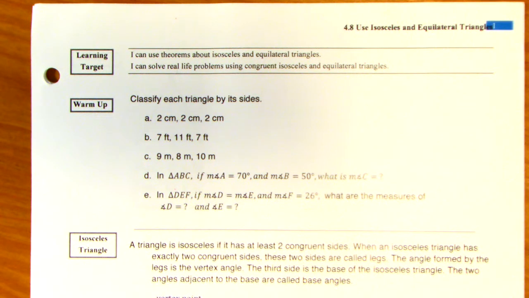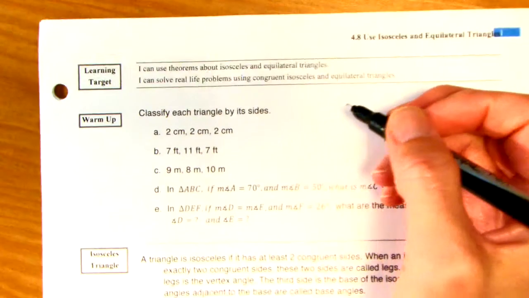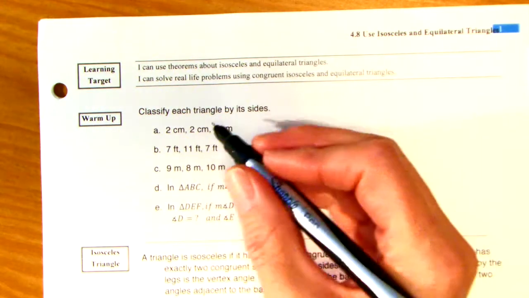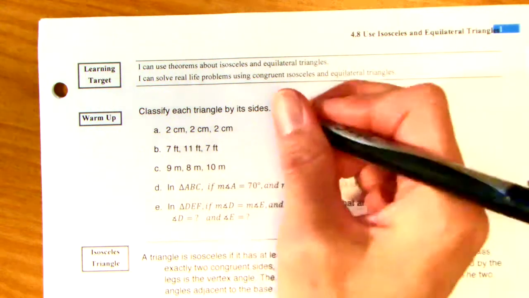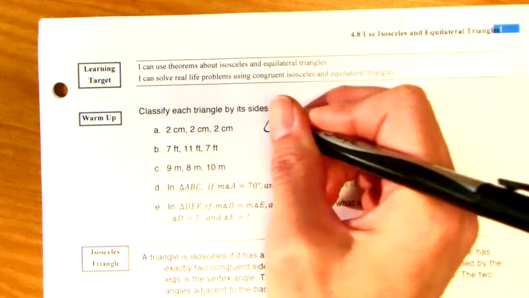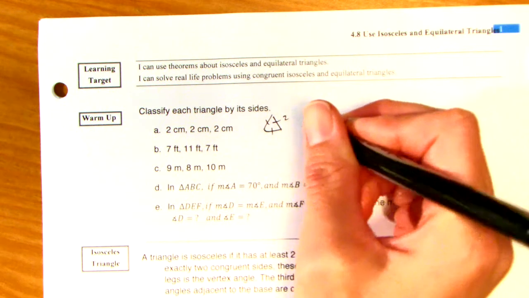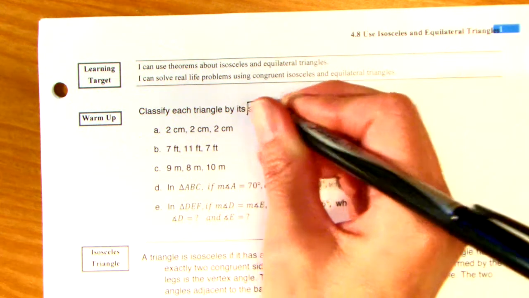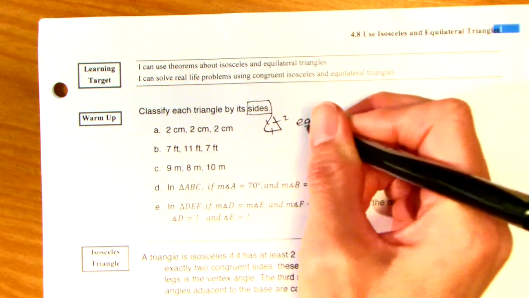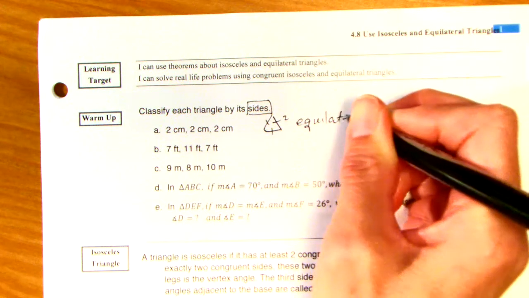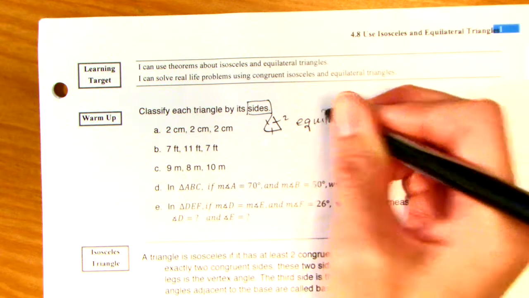First of all, we're going to classify each triangle by its sides. If I have a triangle that's 2 by 2 by 2, and all three sides are the same, that's equilateral. Notice it's by the sides. Hopefully I'm spelling that right.